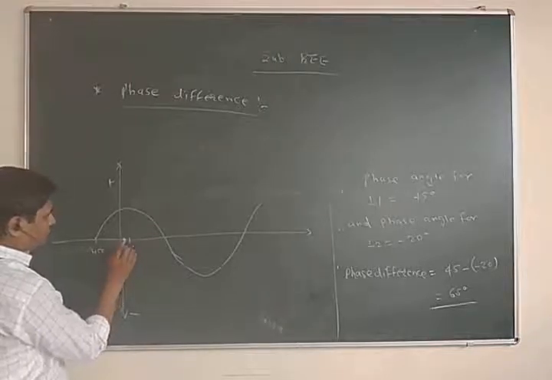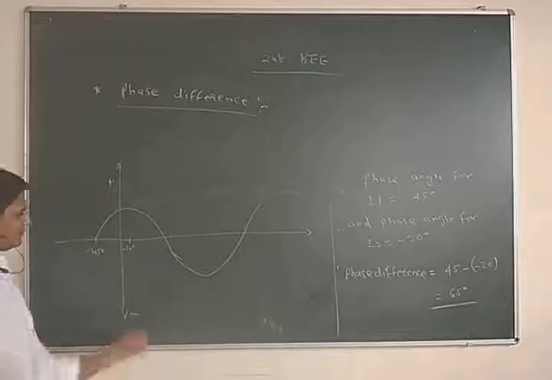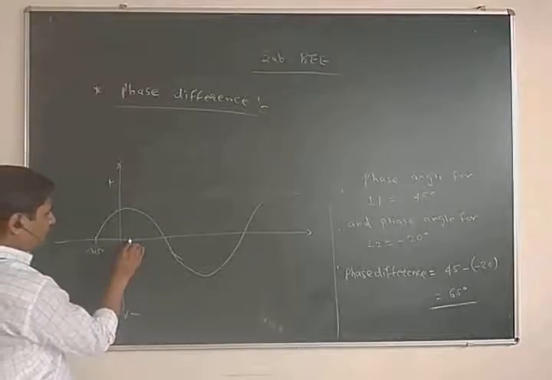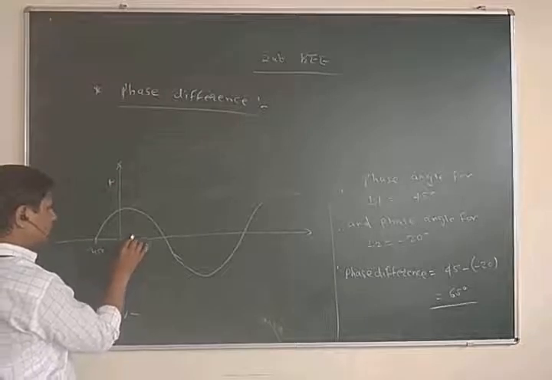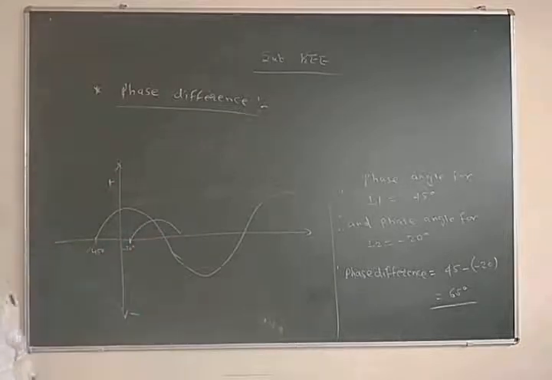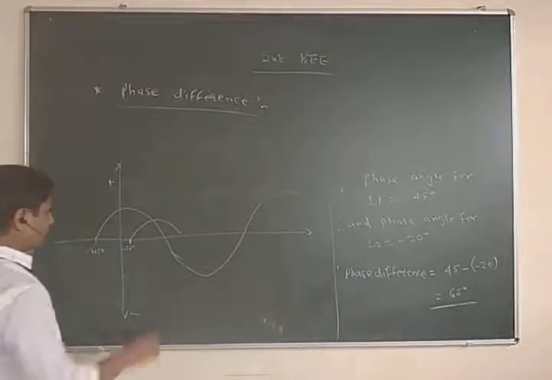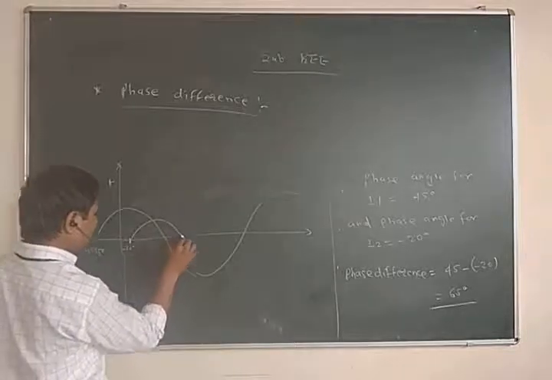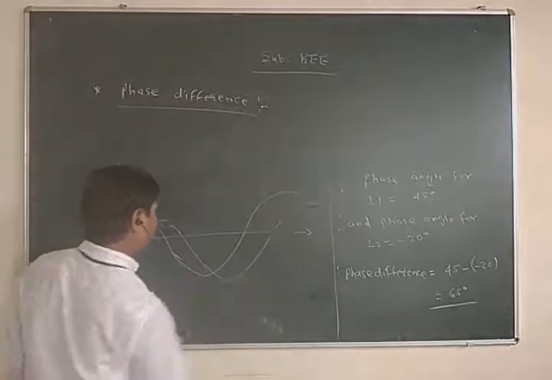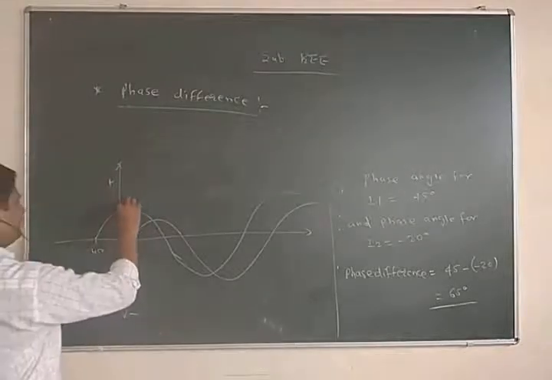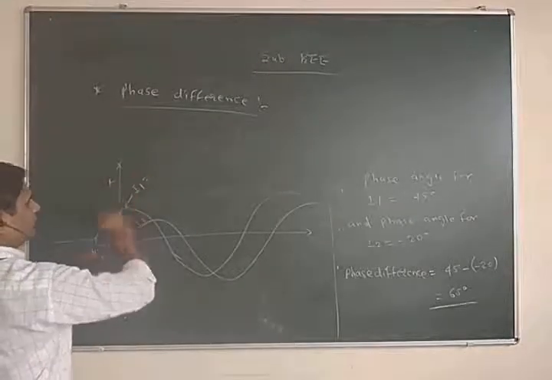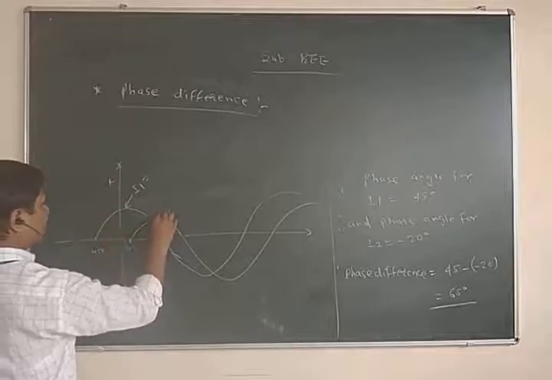What will the waveform be for minus 20? Minus 20 means it is this waveform, and we can draw the waveform for both I1 and I2. This is I1 and this is I2.